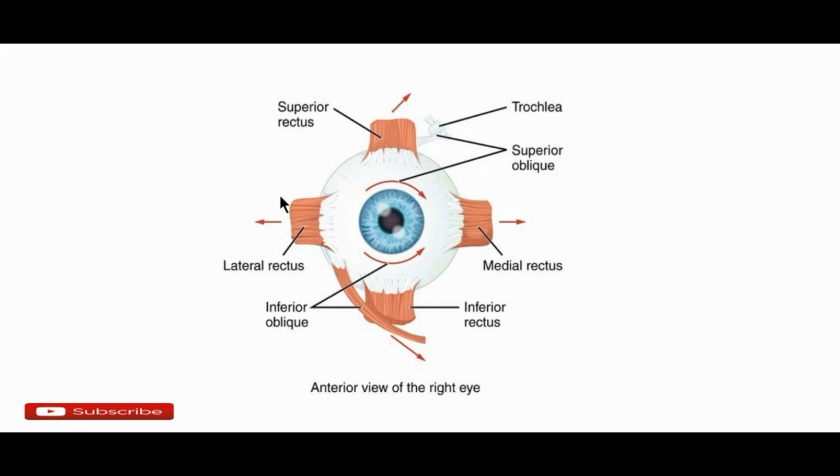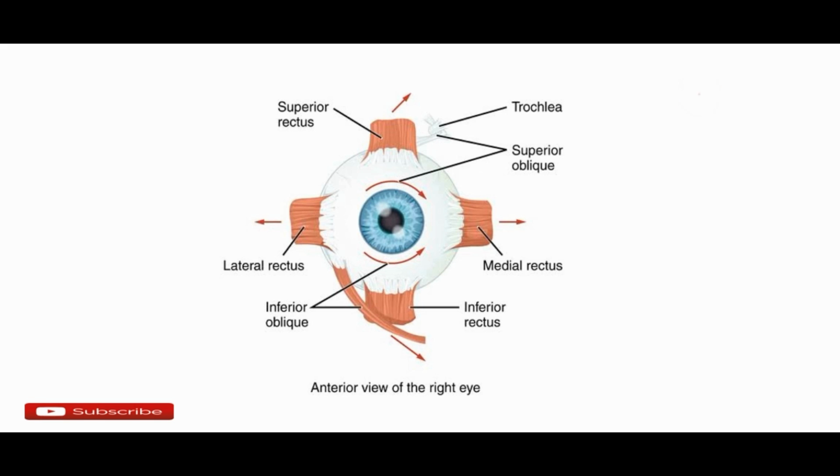Now come to the nerve supply of these muscles. Most of these muscles, including the levator palpebrae superioris, are supplied by the oculomotor nerve, except the lateral rectus, which is supplied by the abducent nerve, and the superior oblique muscle, which is supplied by the trochlear nerve. So if there is a lesion in the third nerve, then what will occur?